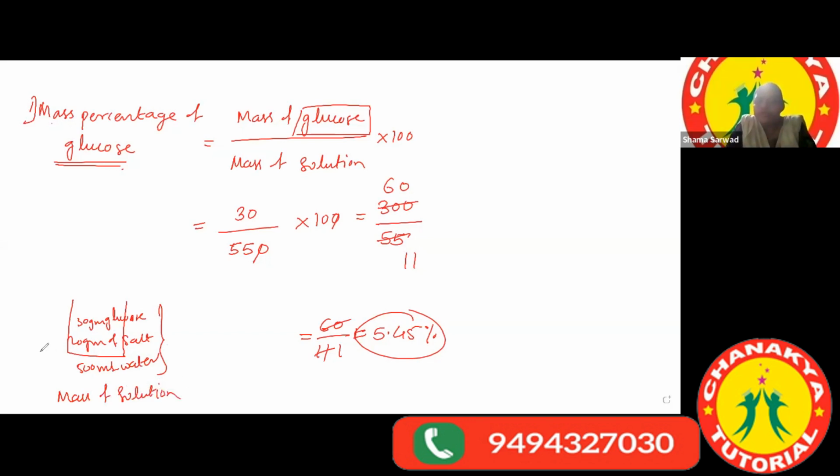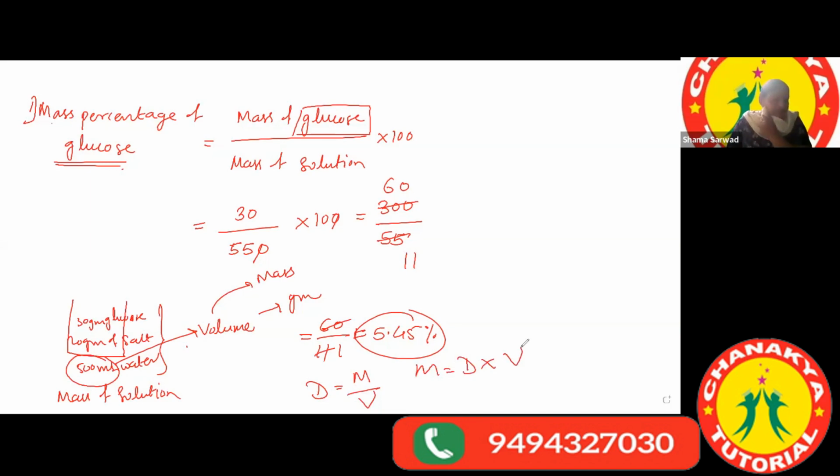Now the point is, here 500 ml of water is given in terms of volume. That volume you should convert into grams, meaning volume needs to be converted into mass. And that you convert by the formula density is equal to mass upon volume, and hence mass is equal to density into volume. And density of water is given as 1 gram per ml. Got it, Pranav?